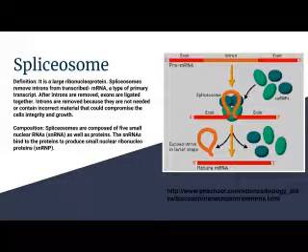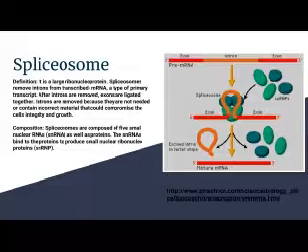First, we're going to talk about the spliceosome. It is a large ribonucleoprotein. Spliceosomes remove introns from transcribed mRNA, a type of primary transcript. After introns are removed, exons are ligated together. Introns are removed because they are not needed or contain incorrect material that could compromise the cell's integrity and growth.